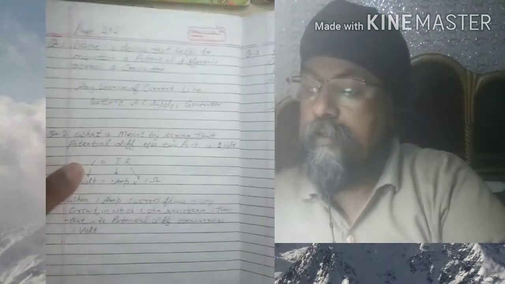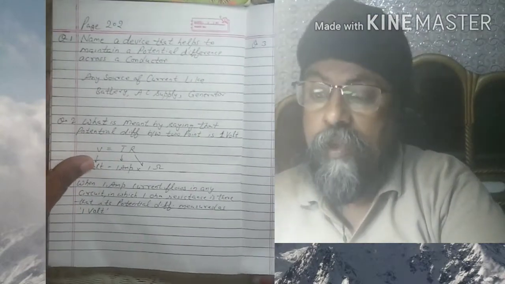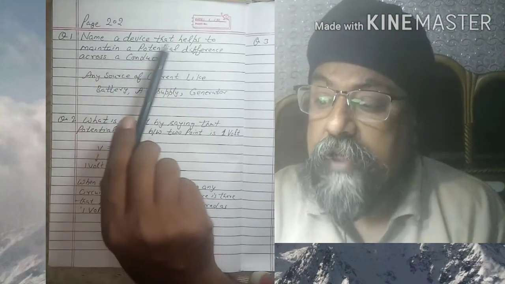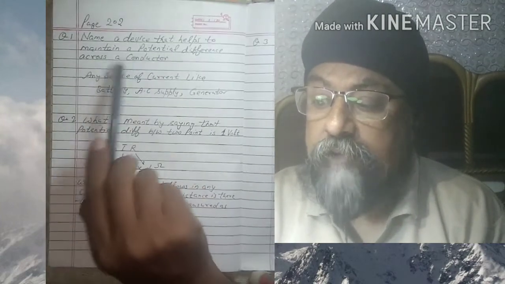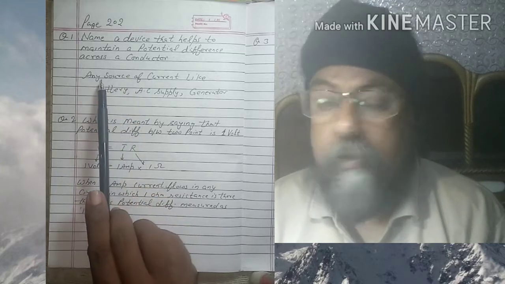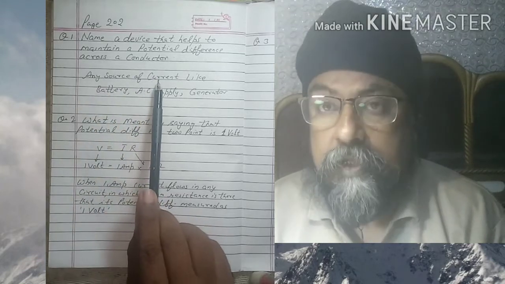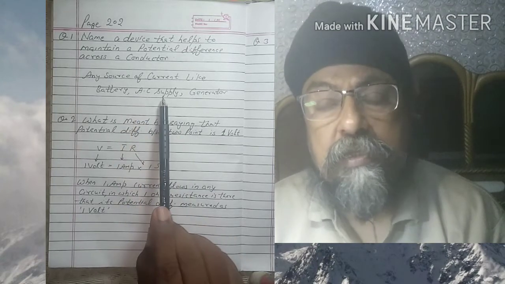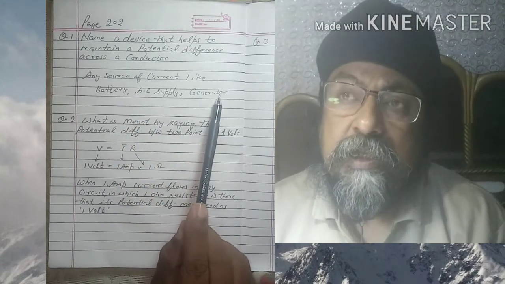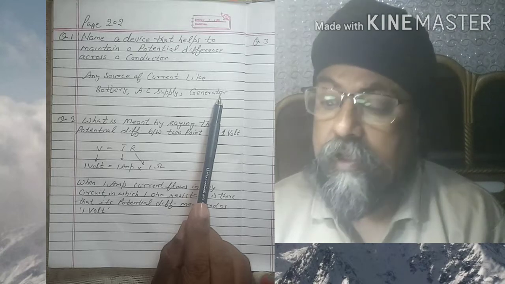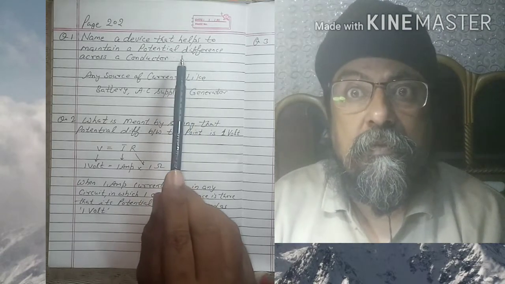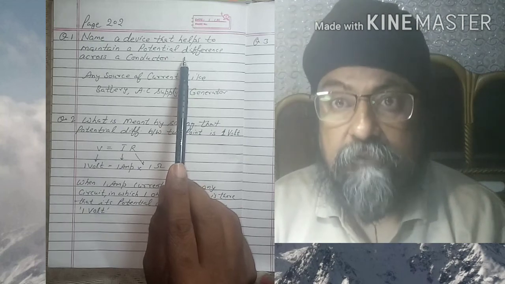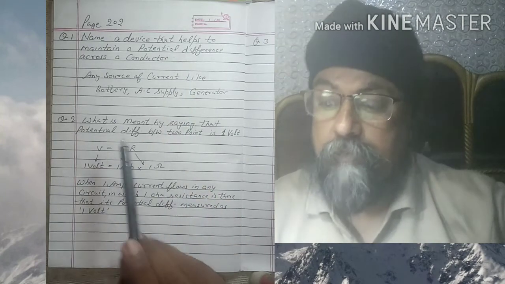Our next question is an in-text question of page 202. Name a device that helps to maintain a potential difference across a conductor. Any source of current, supplying current like a battery, AC supply, DC supply, generator, or any other device which can supply electric current, is used to maintain the potential difference across the conductor.